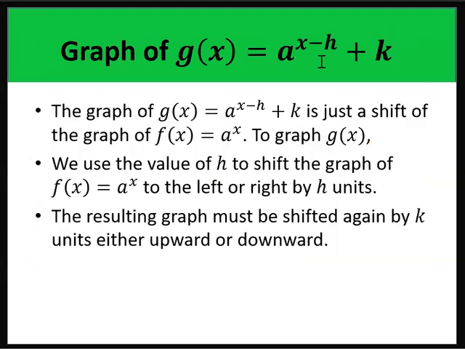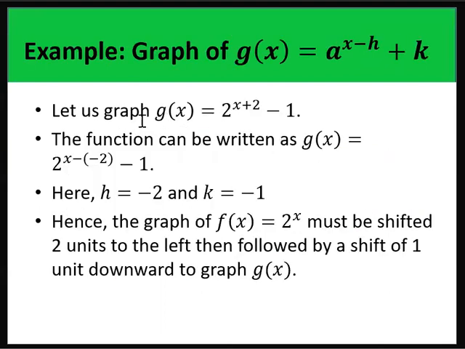Now, if we combine these horizontal and vertical shifts, then we have the function g of x equals a raised to x minus h, plus k. The graph of this function is just a shift, horizontally and vertically, of the graph of f of x equals a raised to x. So to graph g of x, we use the value of h to shift the graph to the left or right by h units, and then the resulting graph must be shifted again by k units, either upward or downward.